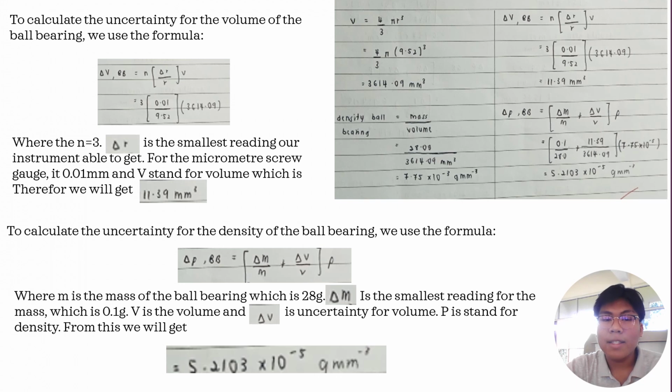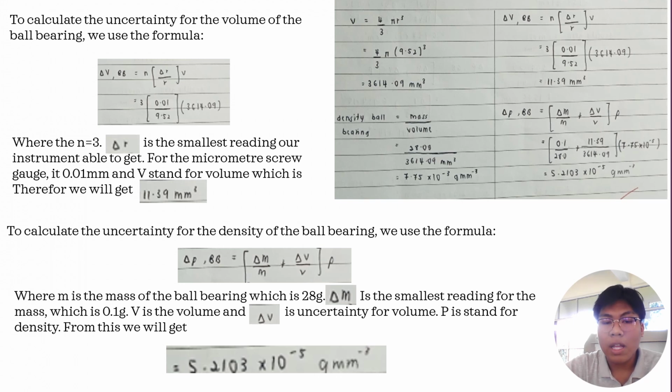Next, to calculate the uncertainty for the volume of the ball bearing, you use the formula on the screen display, where n equals 3 and δ is the smallest reading on our instrument. For the micrometer screw gauge, it is 0.01 millimeter, and V stands for volume, therefore you will get the answer like that.